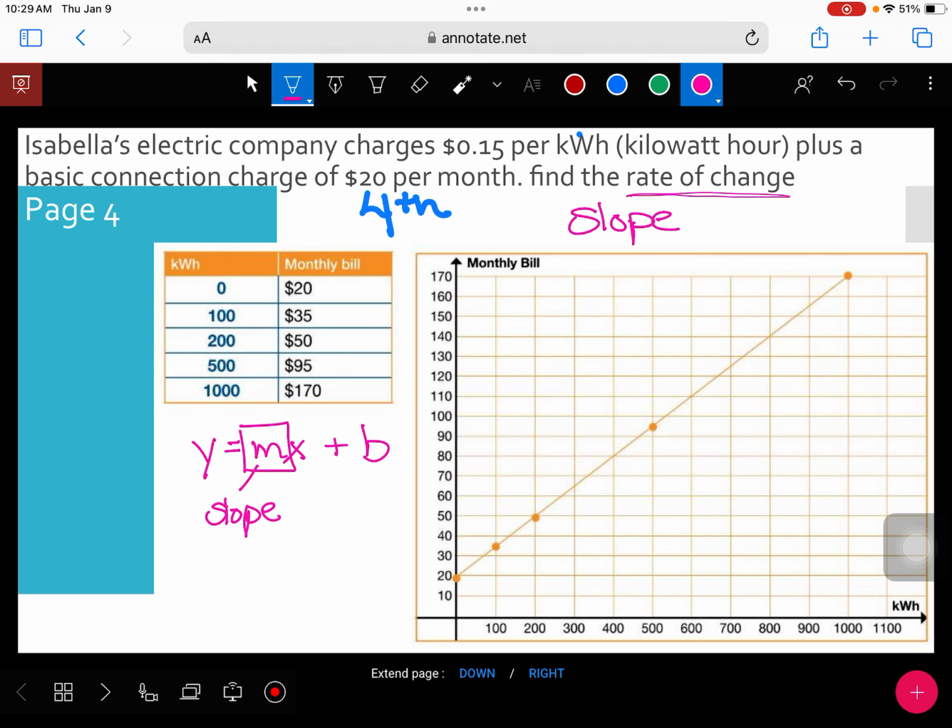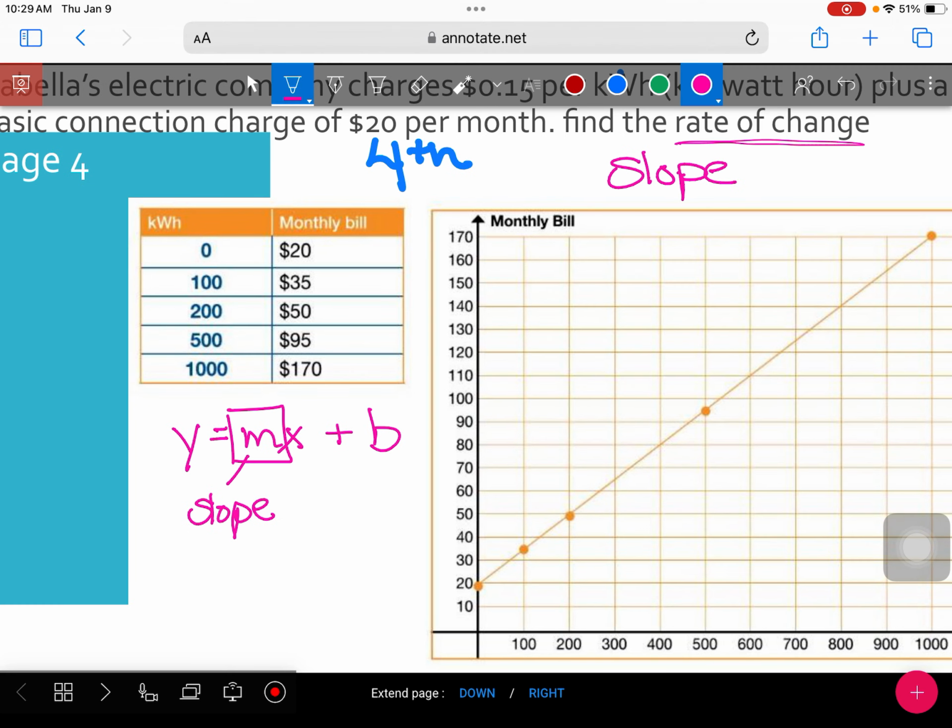How do we find the rate of change? That's a good question. Take a look at the table. What's changing? They're not all staying the same. What are the values that are changing?